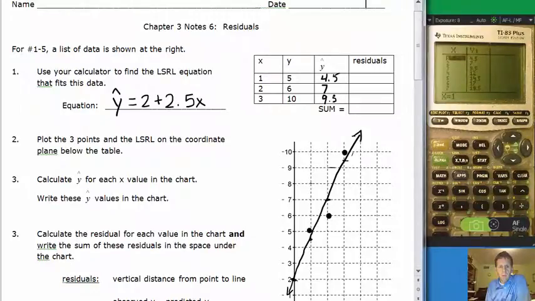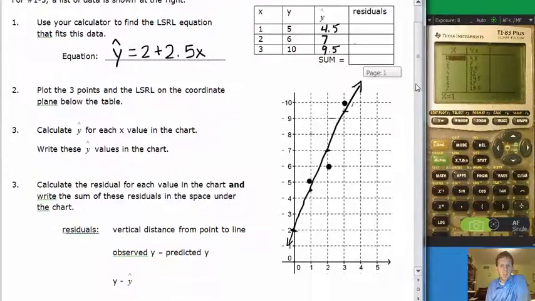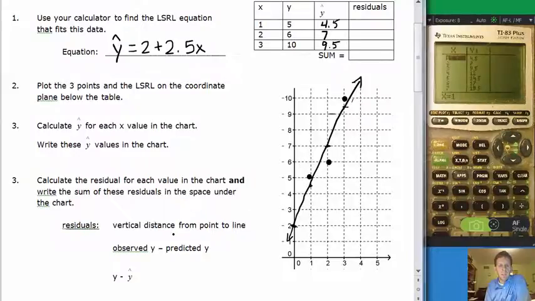We're moving into the next part of step 3, which says calculate the residual for each value in the chart and write the sum of these residuals in the space under the chart. So I'm going to have you do, real briefly, calculate the residuals. The residuals are basically the vertical distances each of our points in bold here are from the line. You can find it by taking the observed point and subtracting its predicted value on the line. In other words, we're just taking y minus y hat.